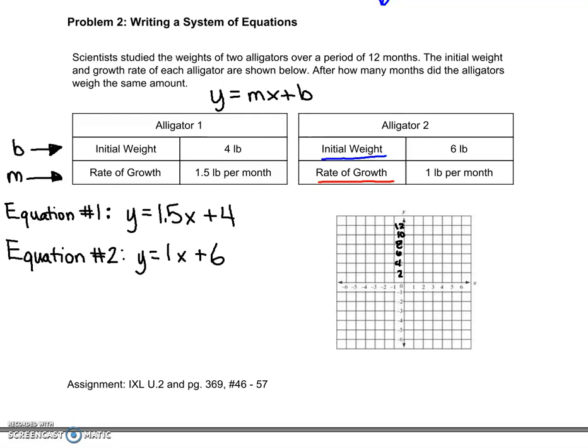So let's go ahead and graph. So on this first one, my y-intercept is 4. So I'm crossing at 4.